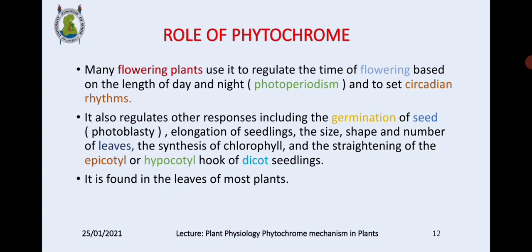Role of phytochrome. Many flowering plants use it to regulate the time of flowering based on the length of day and night, photoperiodism, and a set of circadian rhythms. It also regulates other responses including the germination of seed, photoblasty, elongation of seedling, the size, shape and number of leaves, the synthesis of chlorophyll and the straightening of the epicotyl and hypocotyl hook of dicot seedlings. It is found in the leaves of most plants.